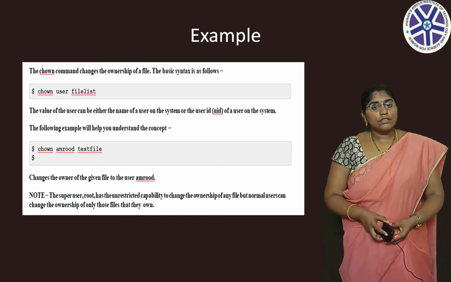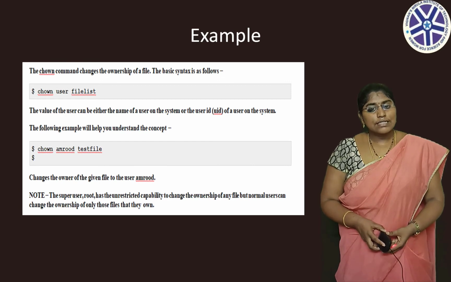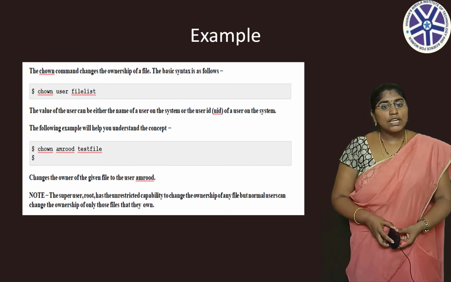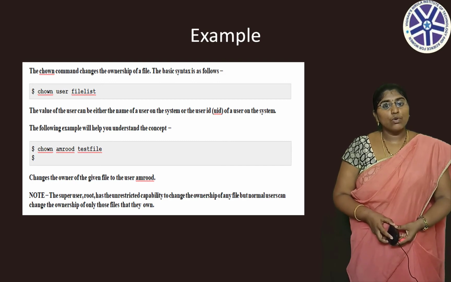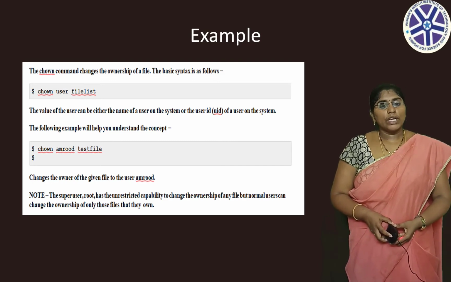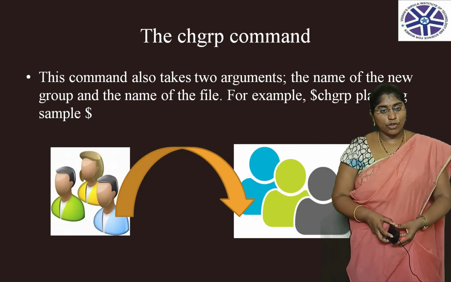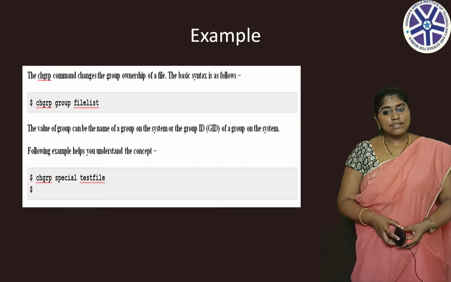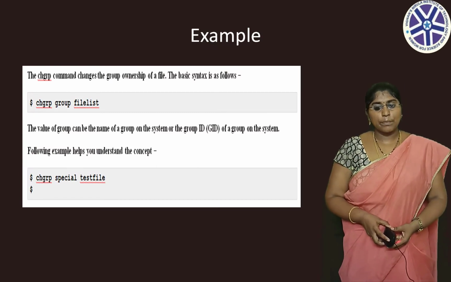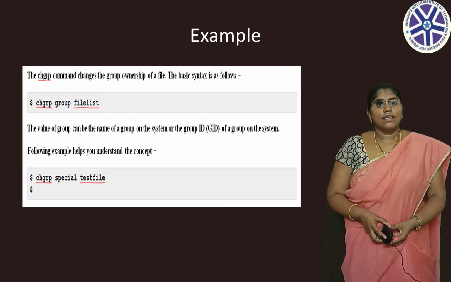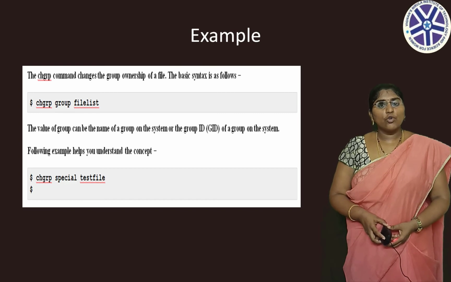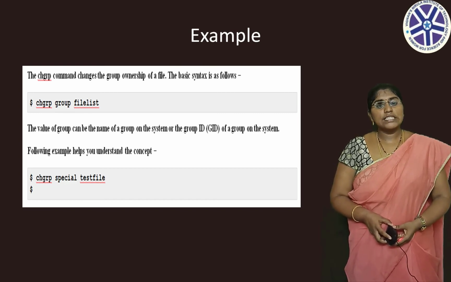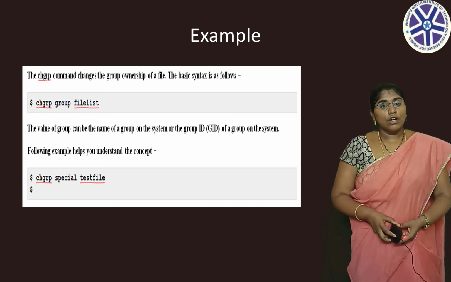Note that the super user root has the unrestricted capability to change the ownership of any file, but a normal user can only change the ownership of those files that they own. Okay, next one is changing the group ownership. Here the chgrp command changes the group owner of a file. The basic syntax is as follows: $chgrp group file list. The value of group can be the name of the group on the system or the group ID of a group on the system.